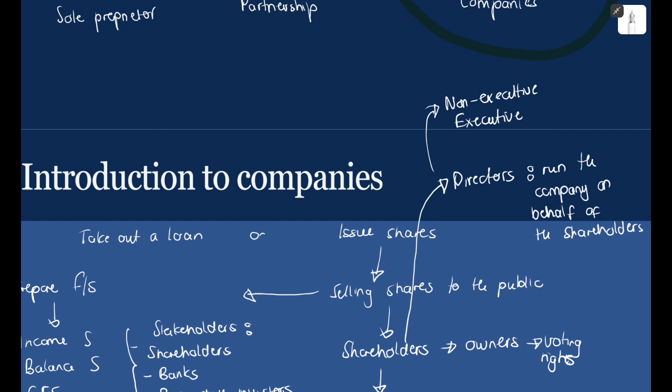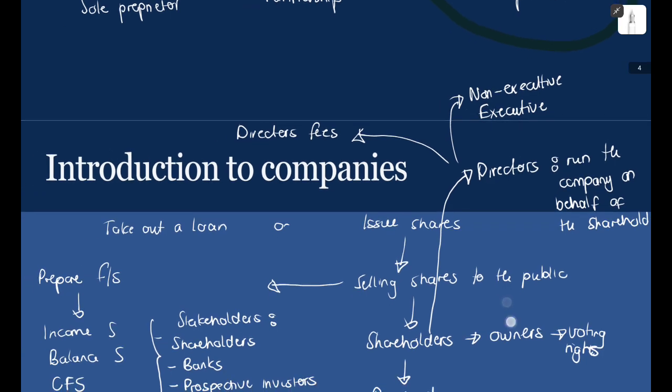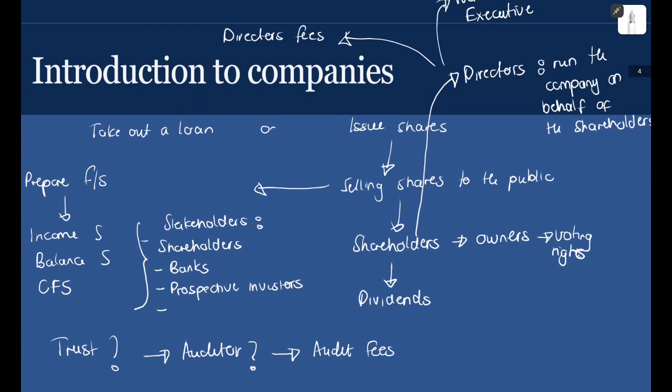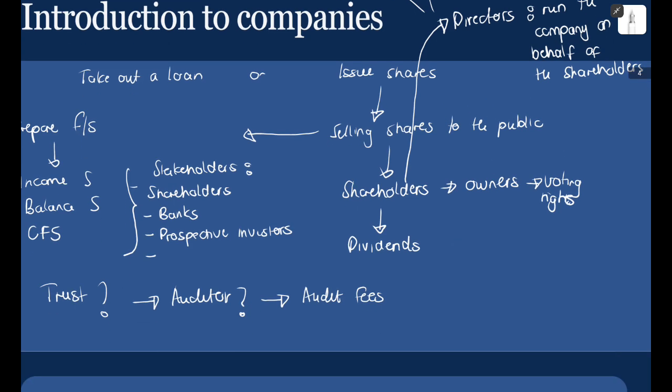Okay. Then what do the directors get in return for running the business on behalf of the shareholders? They get paid directors' fees, right? Then sometimes the company can decide that yes, we issued shares. Now let's go back to this point where we were issuing shares, right? We issue shares, we sell shares to the public, right? What does this mean? We sell shares and we get money, right? So we sold those shares.